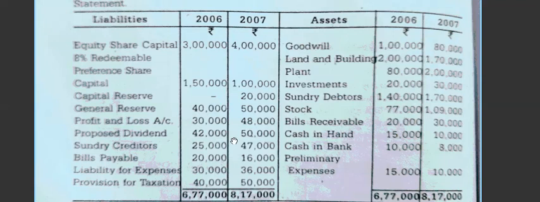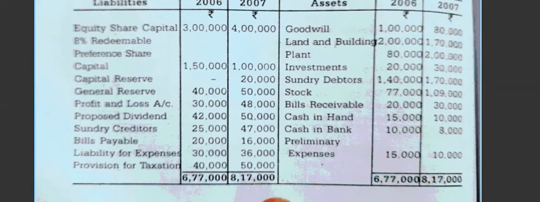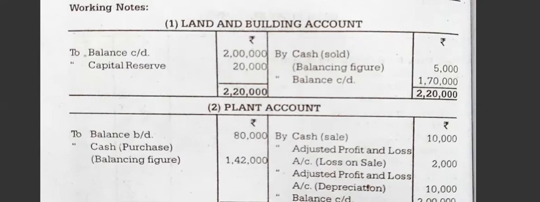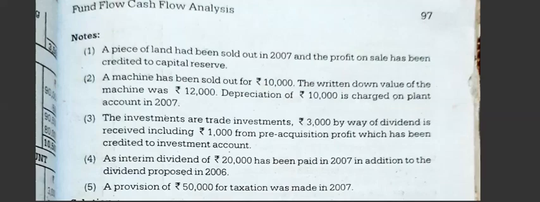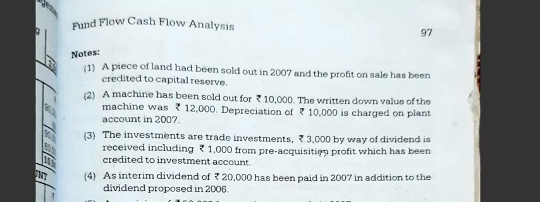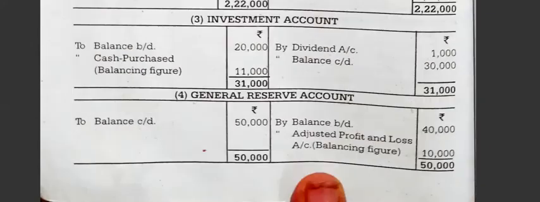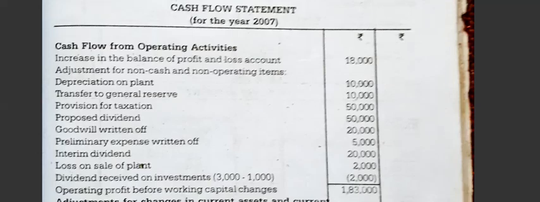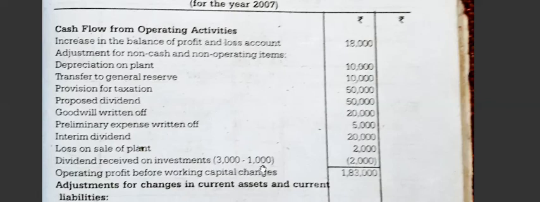Yeah, the proposed dividend is paid. The interim dividend is mentioned in the problem as 20,000. Interim dividend of 20,000 has been paid in addition to the proposed dividend. So we have to show the interim dividend of 20,000 as an expense here. Loss on sale of plant also has to be shown.